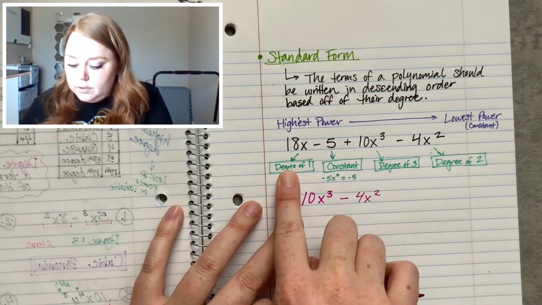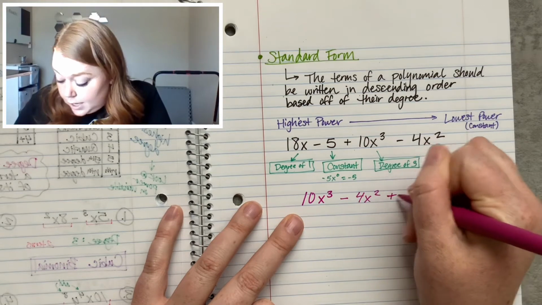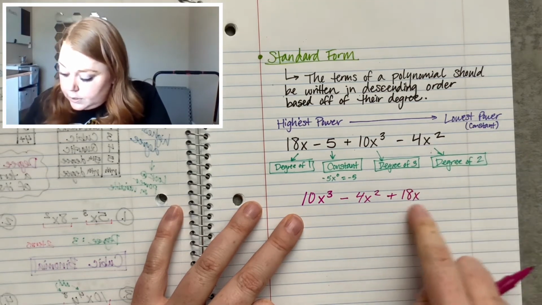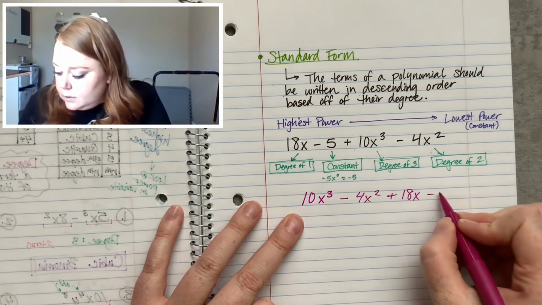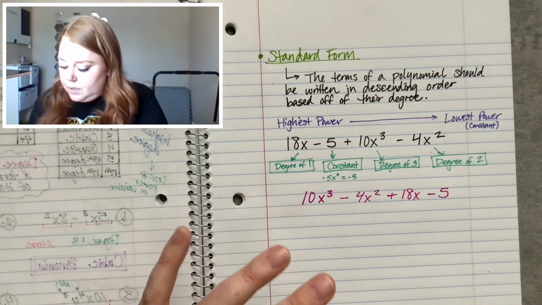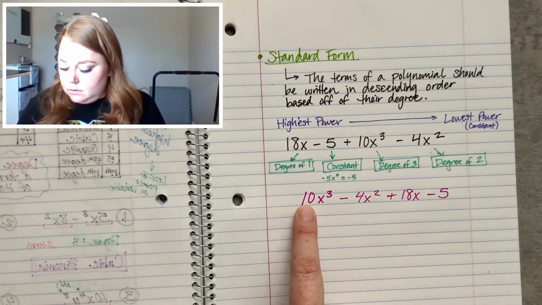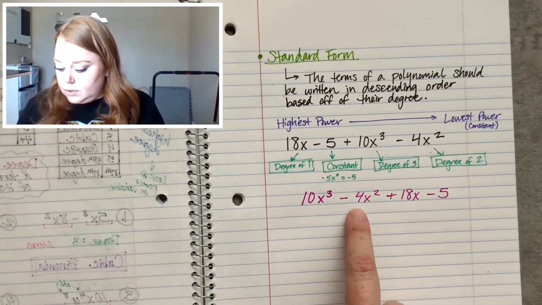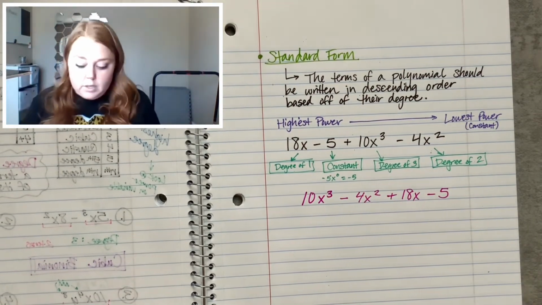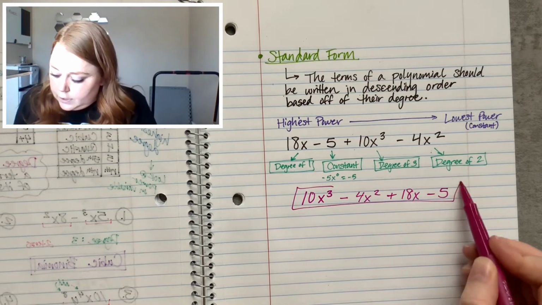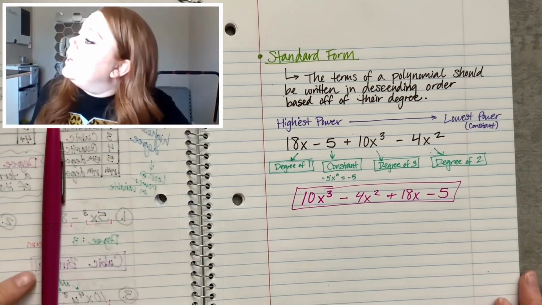And then we have 2 left, a degree of 1 or a constant. Obviously this degree of 1 is going to come next. I hope that's obvious, sorry. Didn't mean to say it like that, okay? And then this constant always goes at the end, so -5. Okay, I always double check that I kept their signs. 10x cubed is positive, the 4x squared was negative, 18x was positive, the 5 was negative, okay? So this would be your final answer here written in standard form, all right?